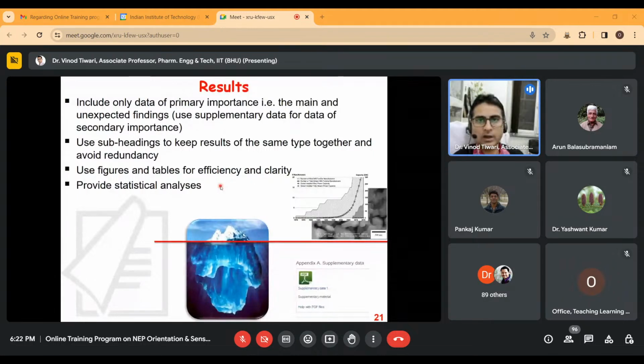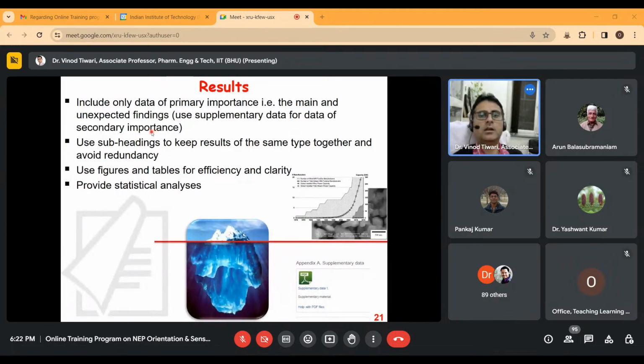Then next comes the results part. So the results part includes only data of primary importance. What you see in this slide is a huge iceberg, and the tip is above the ocean, and more than 80 to 90% of the iceberg is beneath the ocean, right? So what does this indicate? The upper part of this iceberg is the data which is of primary importance, and beneath all this there is a lot of supplementary data, which is data of secondary importance.